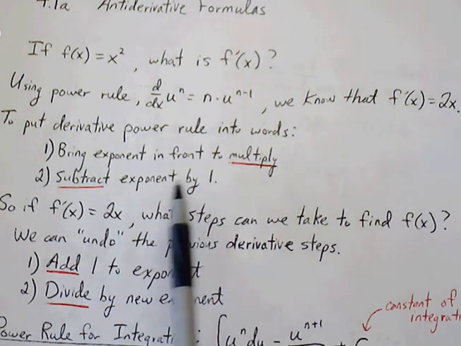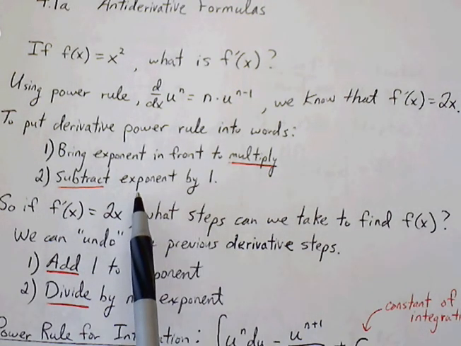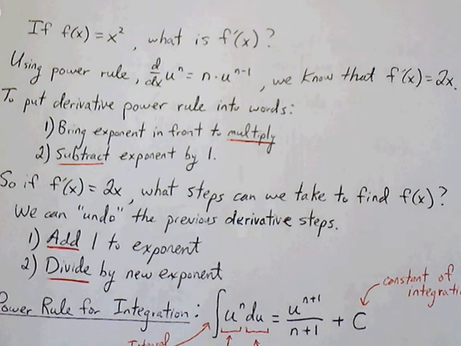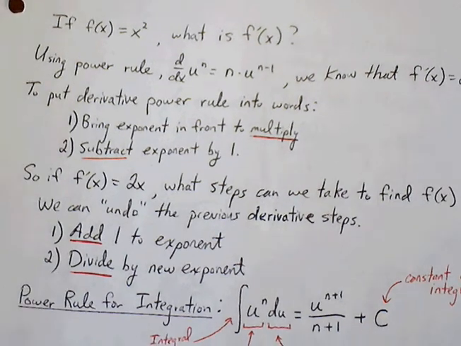So instead of multiply and subtract, if we want to go back to where we came from, we're going to add and then divide. We're going to add 1 to the exponent, and next we're going to divide by the new exponent. So we're essentially just undoing what we did with derivatives. So here is the power rule for integration.